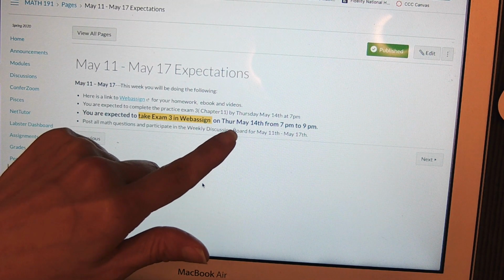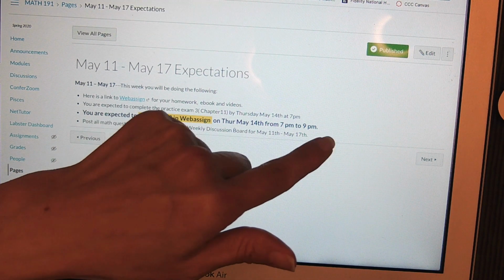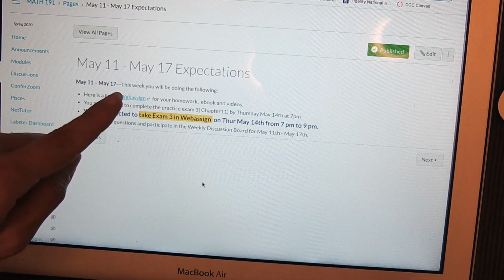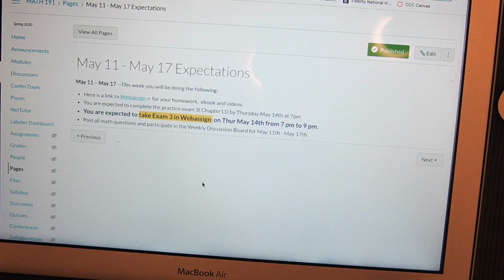On Thursday, the 14th, again 7 to 9, just like the last exam you guys took. Chapter 11 exam. And then the practice exam is in WebAssign. I already made the practice exam for chapter 11, so you can find the practice exam for chapter 11 in WebAssign as well.